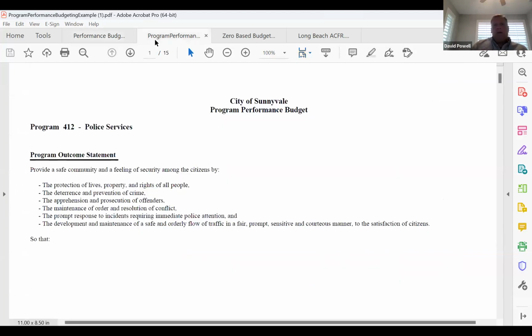Then I also have an example, and let me know if you can't see this. I may have to share it out differently, but do you see on your screen City of Sunnyvale program performance budget? Yes? Sure. Okay, very good.